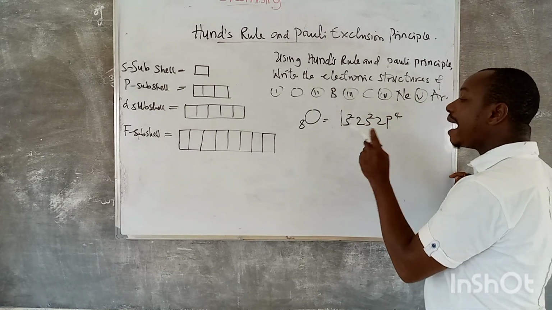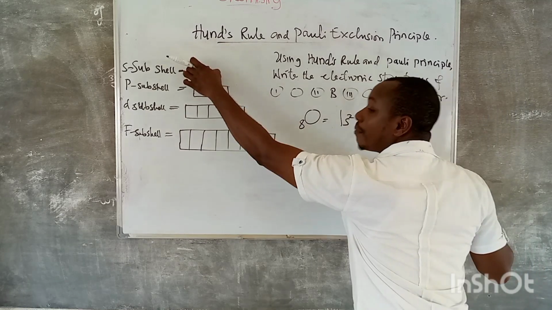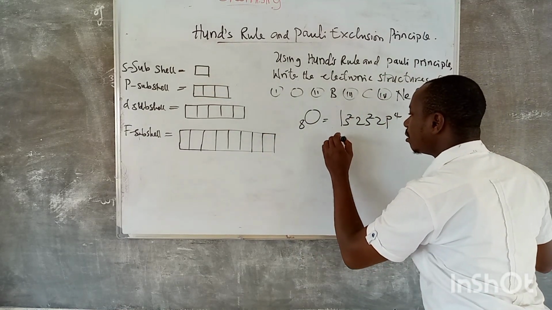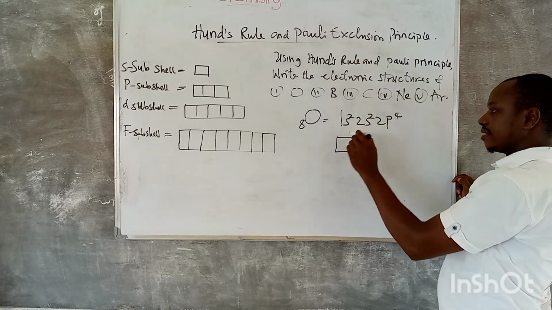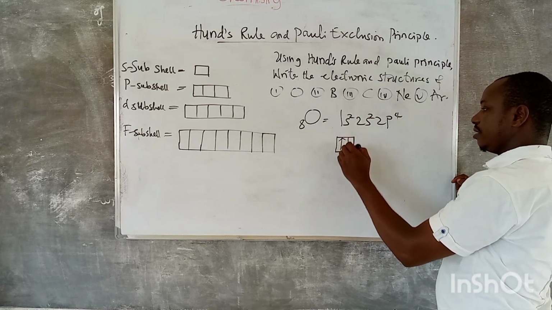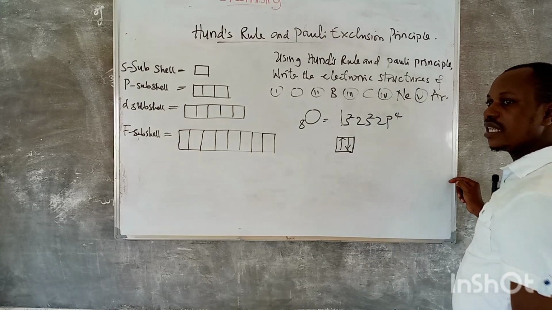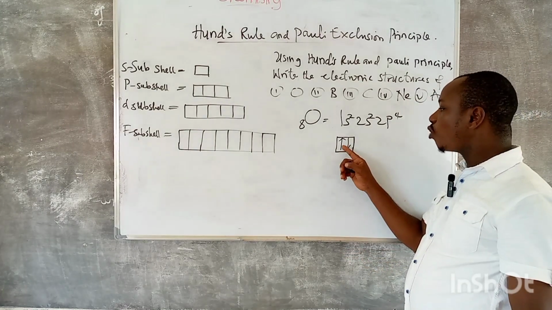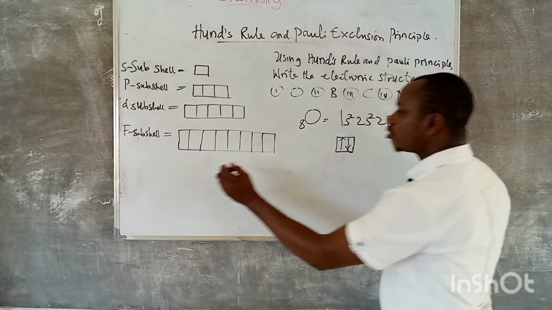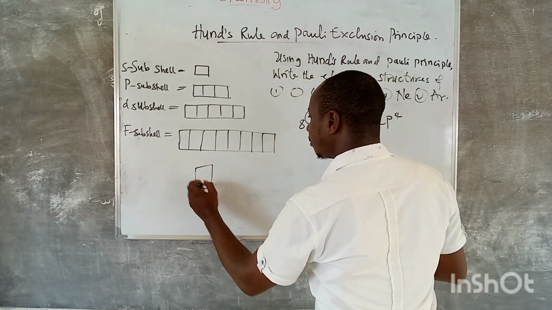Now, remember anywhere you see S, it has one box. Look at it here. S has one box. And 2 electrons are in S. The 2 electrons are represented this way. Have you seen it? You are obeying Pauli exclusion principle. One is going up, the other one is going down. There is no way you write it like this.